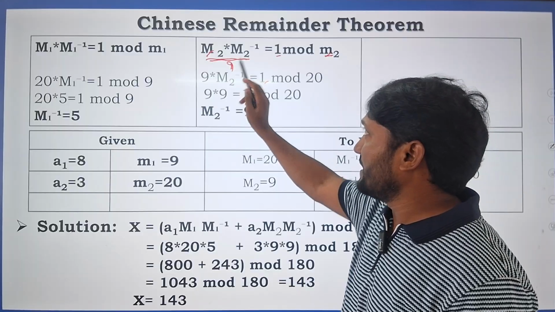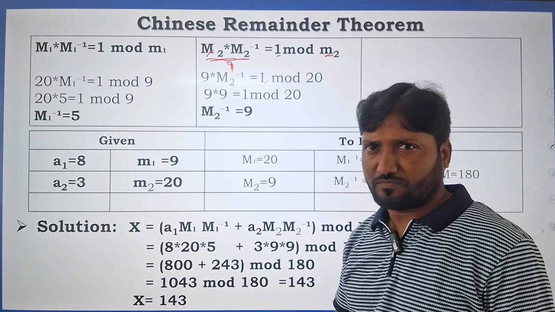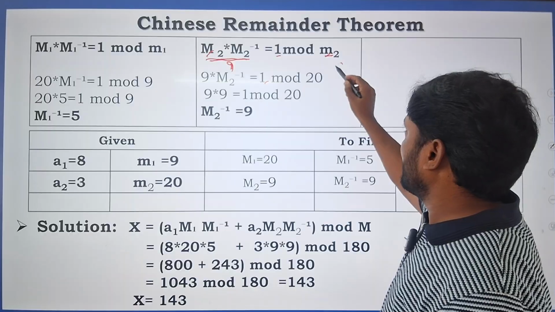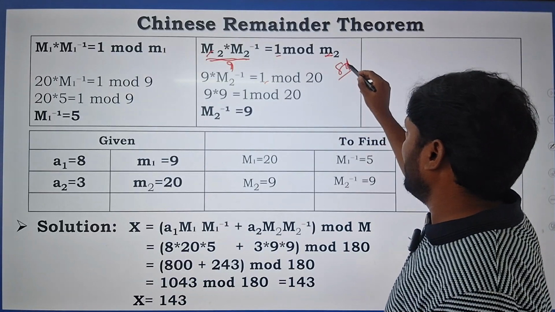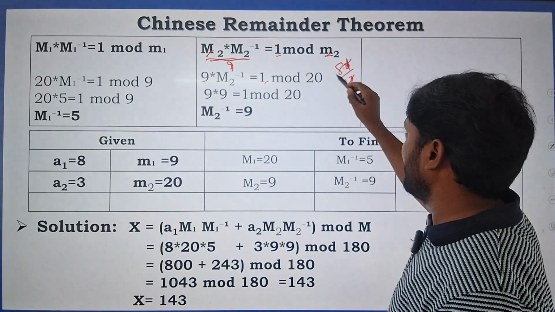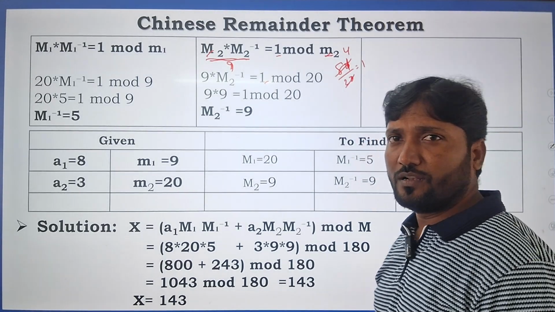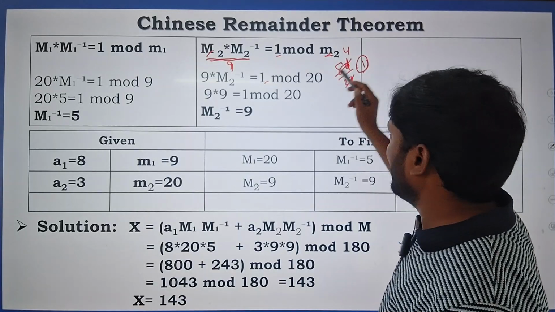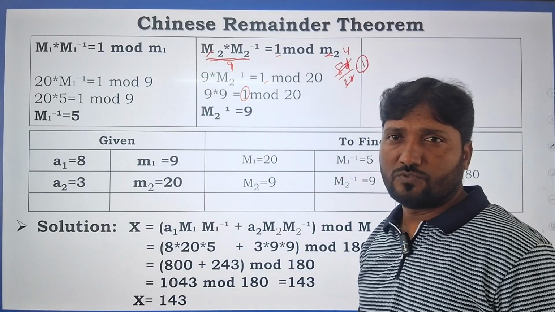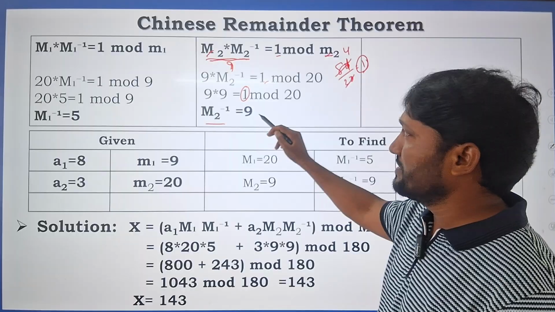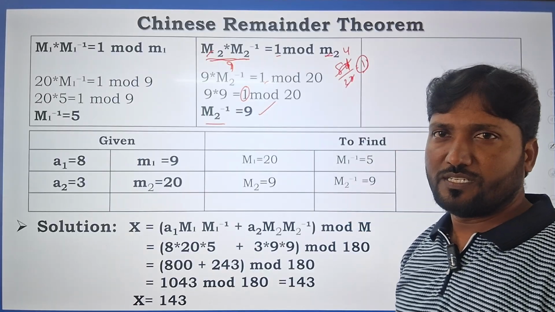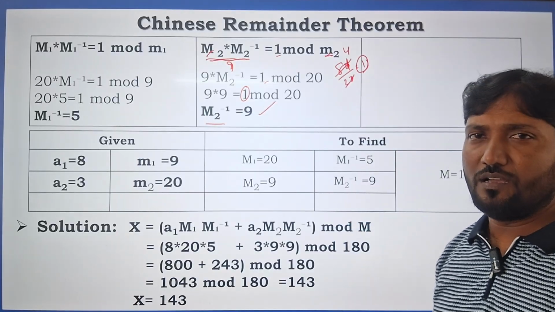Now apply 9 here. 9 nines are 81. Now 81 divided by 20: 20 fours are 80. Then the resultant value is 1. So now this value is equal to 1. Then what is the m2 inverse? That becomes 9. Is it right? So that is how to calculate the m2 inverse.